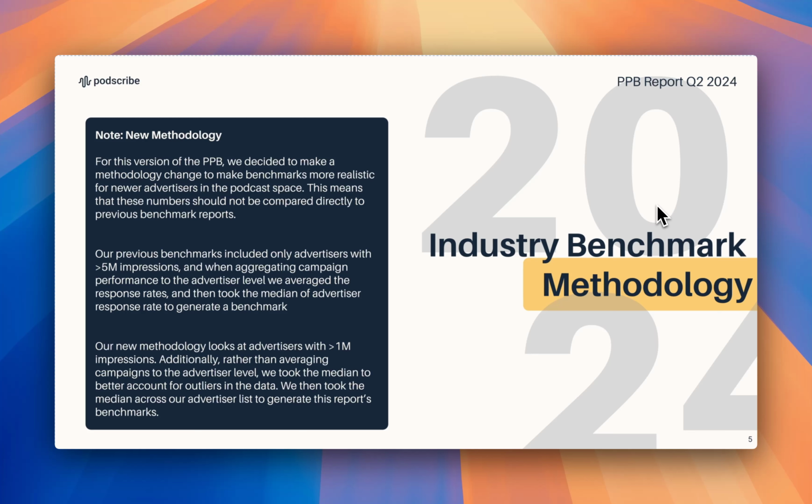Yeah, we just made some slight tweaks. For the astute readers, you'll notice the benchmarks went down a little bit from last quarter. The reason is we made a few updates that we think make it more realistic to new advertisers. Before, we required advertisers to have at least 5 million impressions to be included, which is not the highest threshold, but we still wanted to lower it to 1 million to make it more representative.